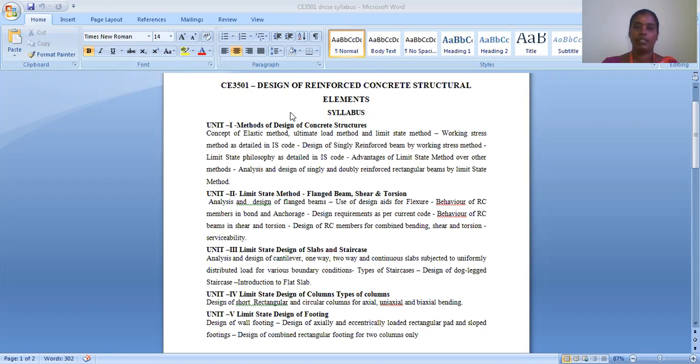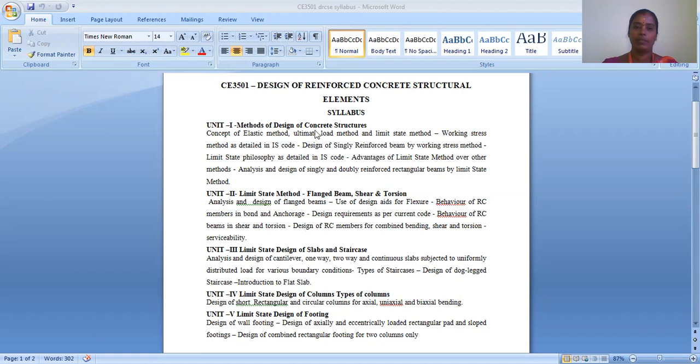Here on this page you can see the syllabus, with 5 units. The first unit deals with the methods of design of concrete structure, and the second unit with limit state method, plain beams, shear and torsion. The third unit is limit state design of slabs and arches. The fourth unit is limit state design of columns, types of columns. The fifth unit is limit state design of buildings. In this subject, we are going to see about reinforced concrete structures and how to design them.